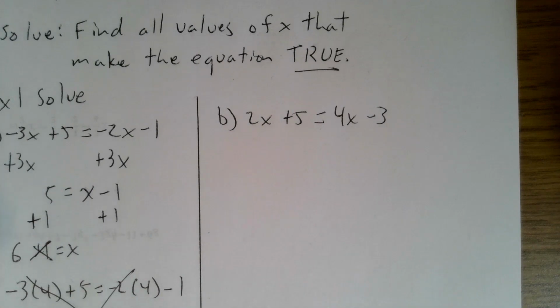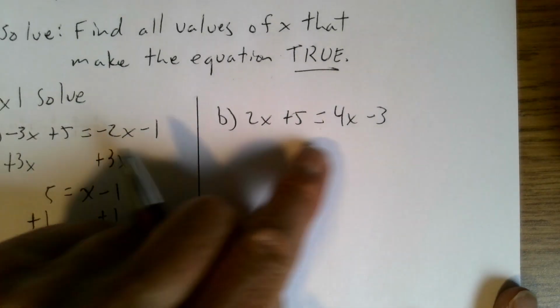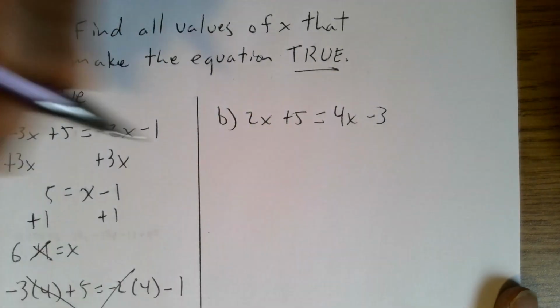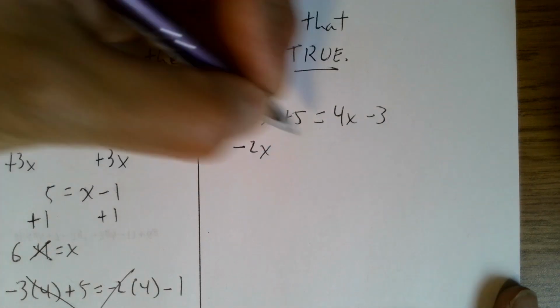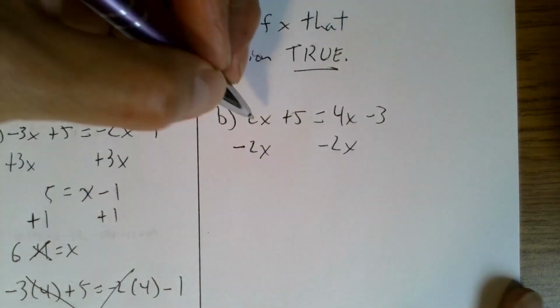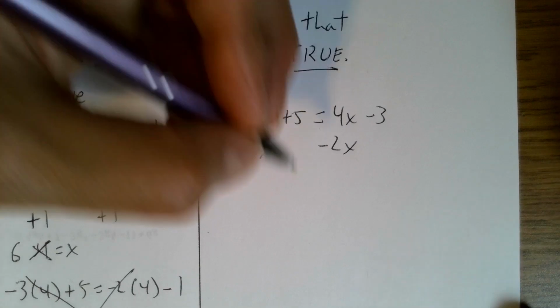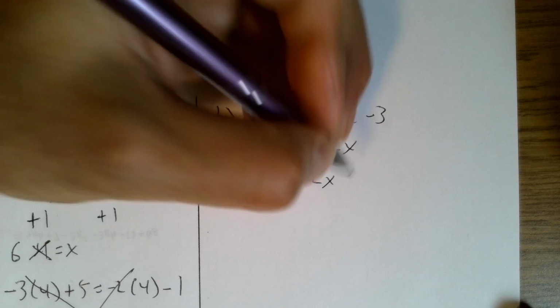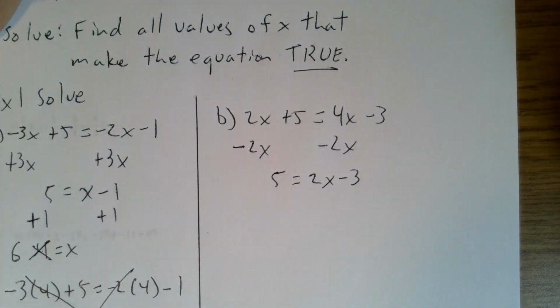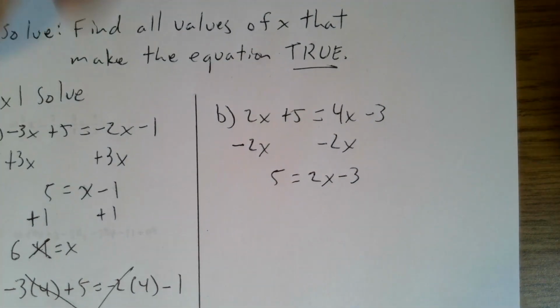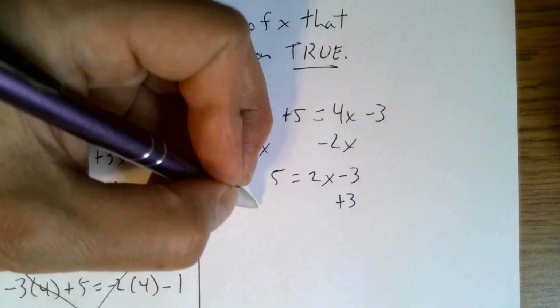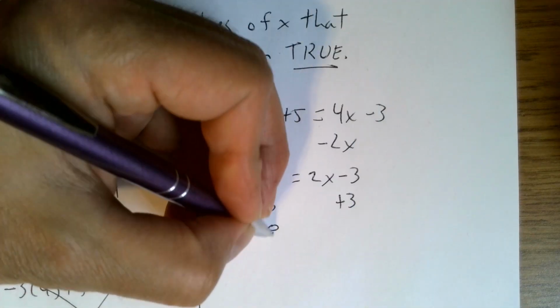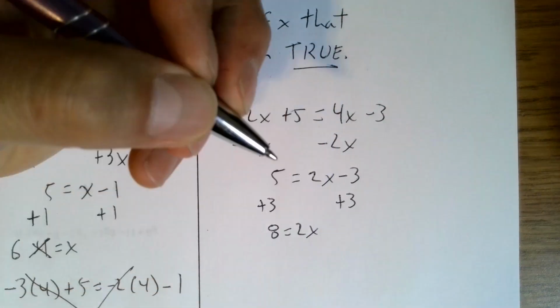Okay, so again, we want to get the x's on the same side, and we want it to be the side with the greater number of x's. Well, 4 is greater than 2, so let's get rid of this 2x. I'm going to subtract 2x from both sides. 2x minus 2x is 0. So that's a 5. 4x minus 2x is 2x, minus 3. And now I need to add 3 to both sides. Get 8 equals 2x.